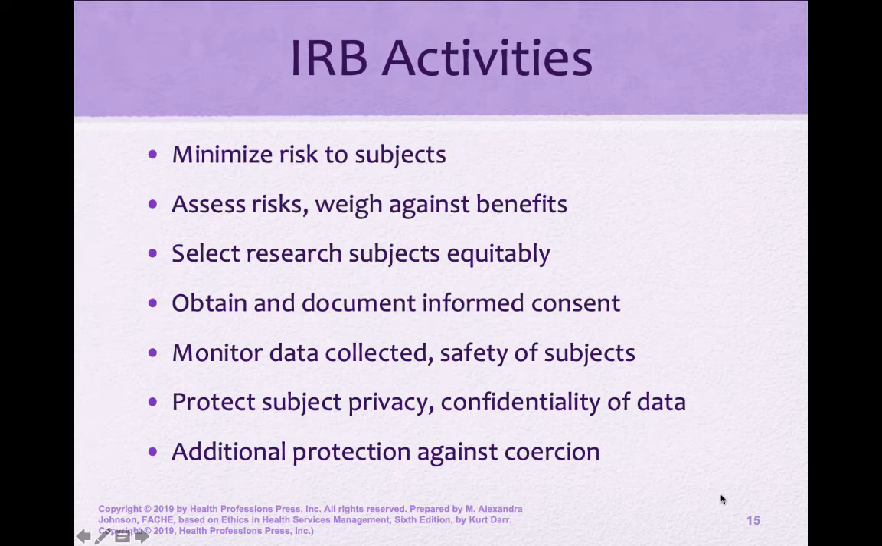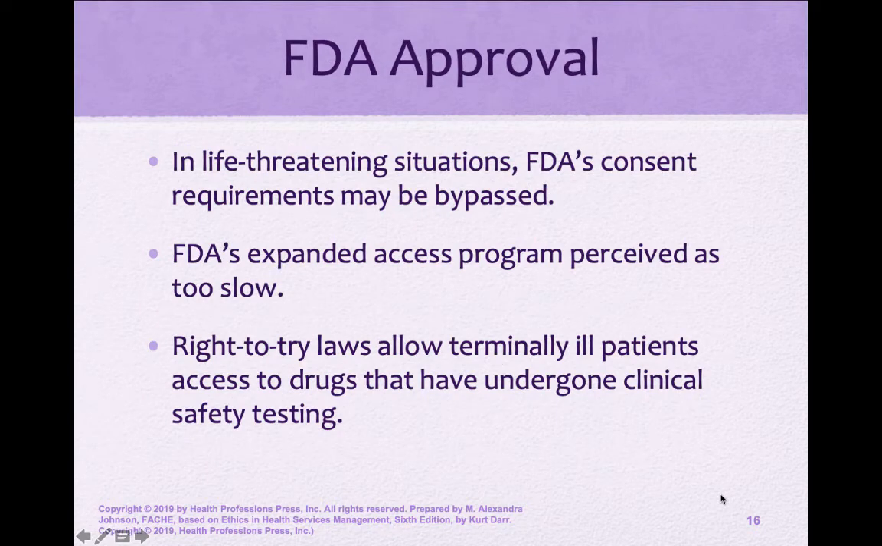So the key is to minimize risk, to make sure that research subjects are equitably selected, protect privacy, confidentiality, protect against coercion, make sure that there's informed consent. Lots of different things that the IRB does.